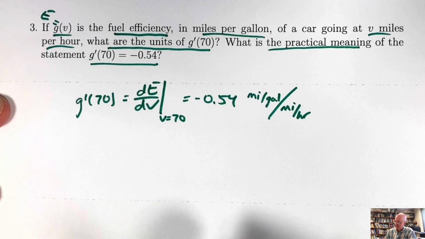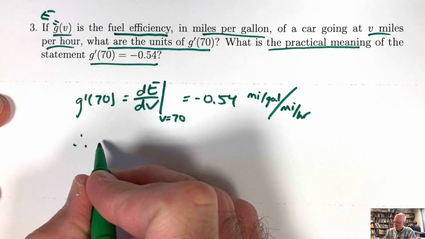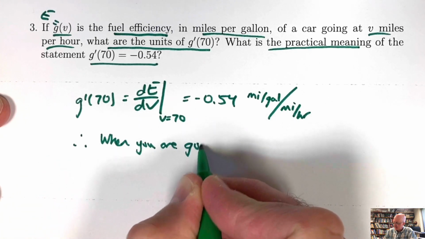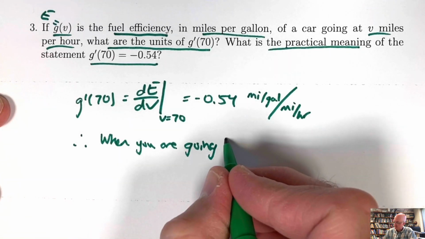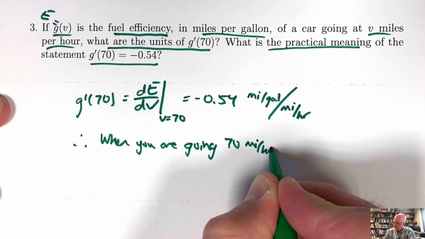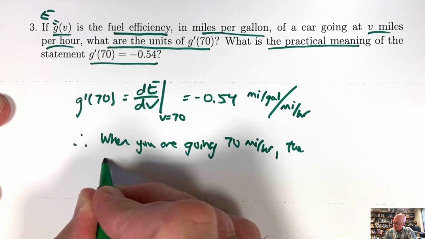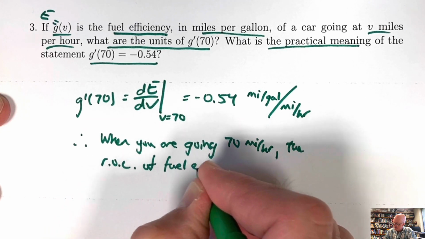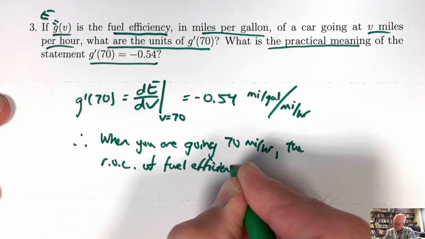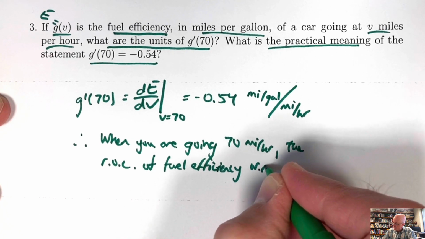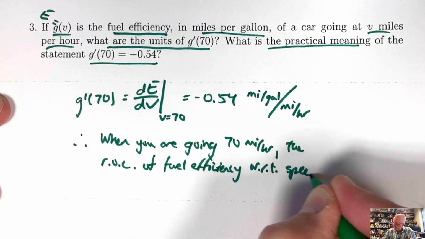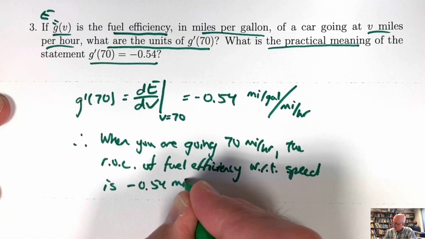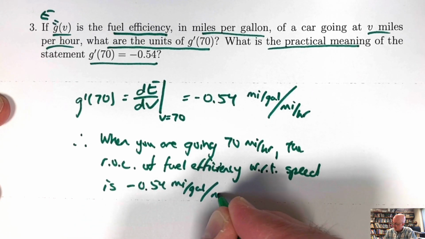And what is the practical meaning? Therefore, when you are going at V equals 70 miles per hour, the rate of change, ROC, of fuel efficiency with respect to speed is what you see there, negative 0.54 miles per gallon per mile per hour.